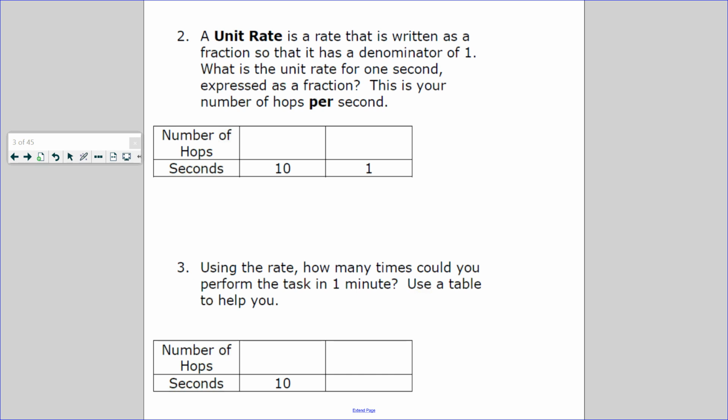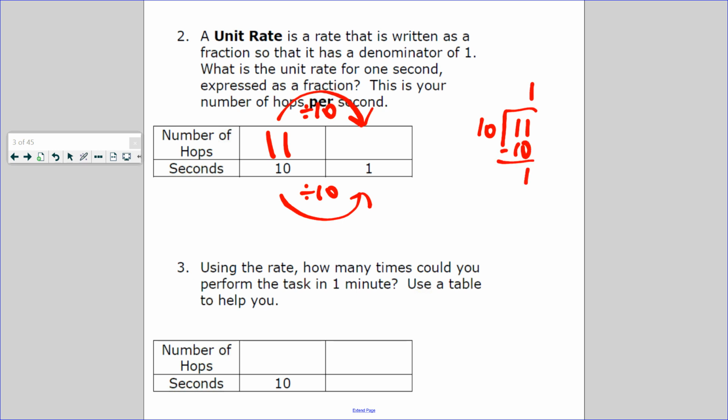So how many hops can we do in 1 second? So I was able to do 11 hops in 10 seconds. How do I break it down from 10 seconds to 1 second? What do you think the relationship here is from 10 to 1? You could say divide by 10. So what is 11 divided by 10? Well, let's see. 10 goes into 11 one time.